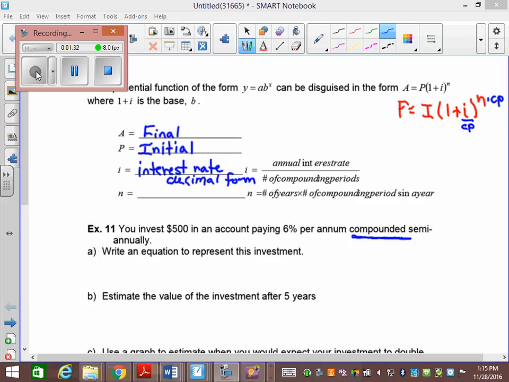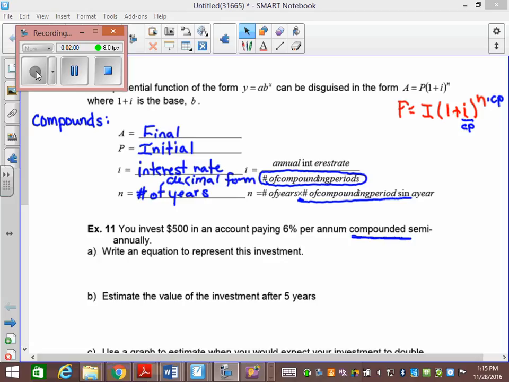And here it says, remember, you need to divide by those compounding periods. And then N is the number of years. It's always years. And then here it says, and remember to multiply by the compounding periods. If it says it compounds annually, that's once a year.